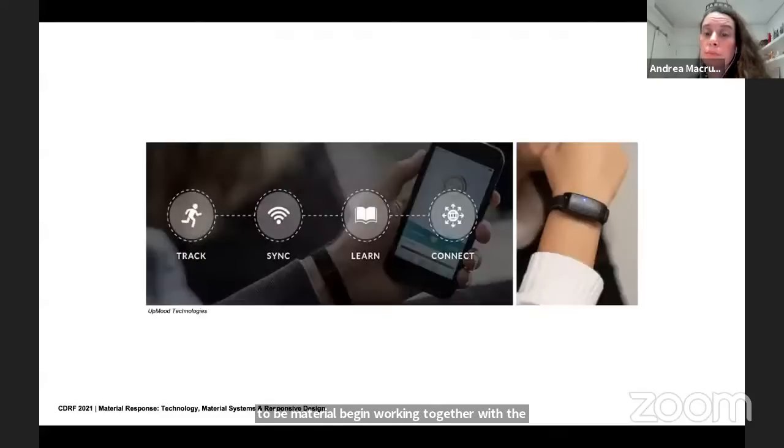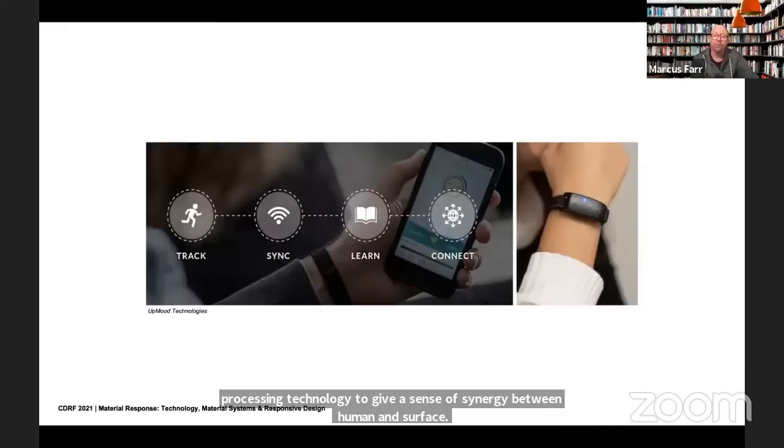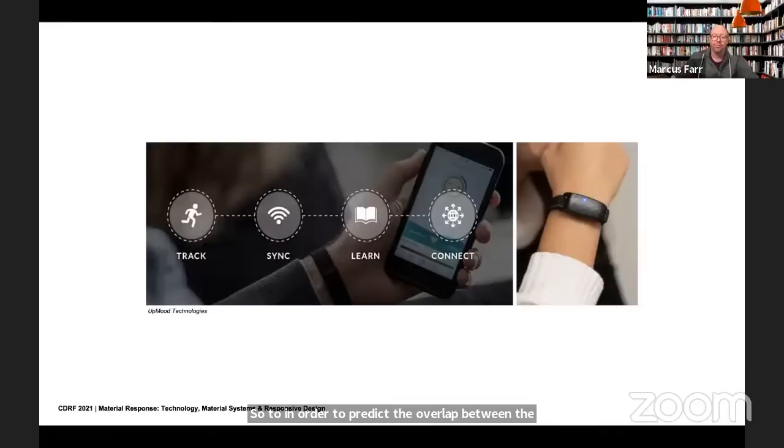So in order to predict the overlap between the architectural and the sensorial and the augmented, we worked with UpMood technologies with this project to begin to understand how to measure and estimate how people could feel or respond to a given environment, since that was a big part of it. Here we can see the UpMood wearable technology as a wristband. Each band is equipped with a sensor that measures the wearer's heart activity. And so users wore these bracelets when they visited our project.